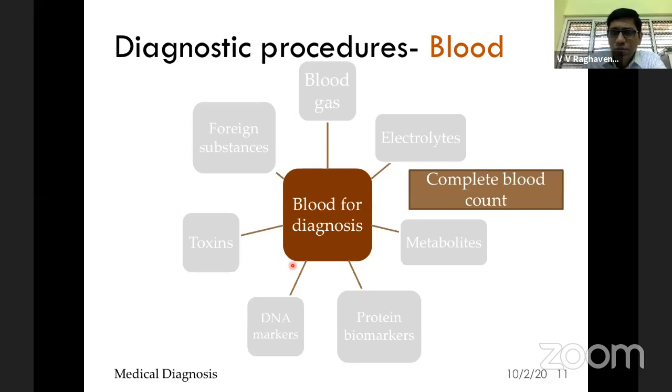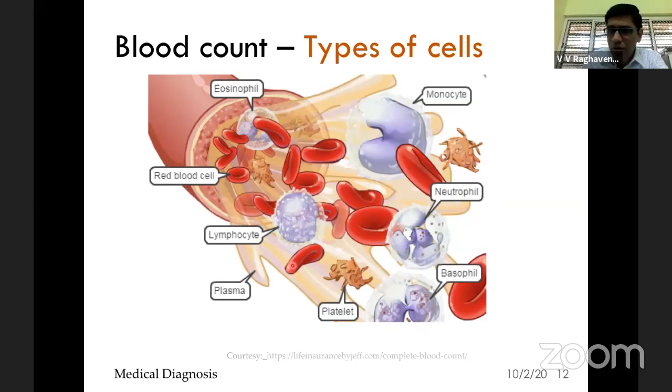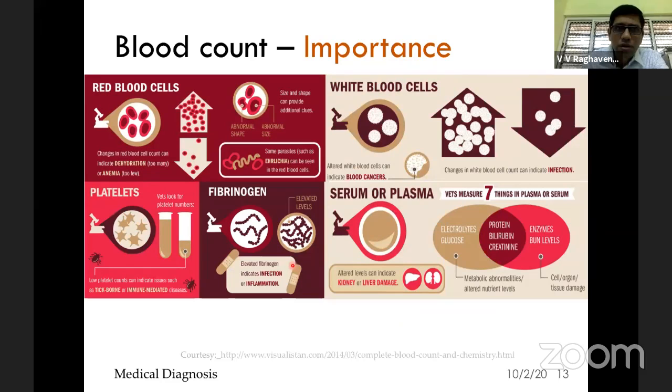For example, last but not least, in fact, this is the first thing that people would like to do: complete blood count. Okay, so you're aware of this. What is complete blood count? The cell constituents of the blood: RBCs, WBCs, platelets, right, and plasma. And then blood count, why is it important?